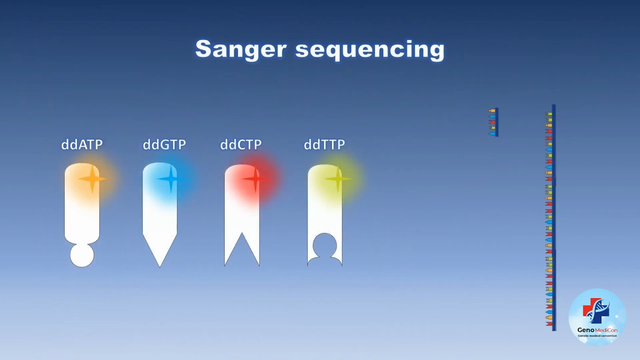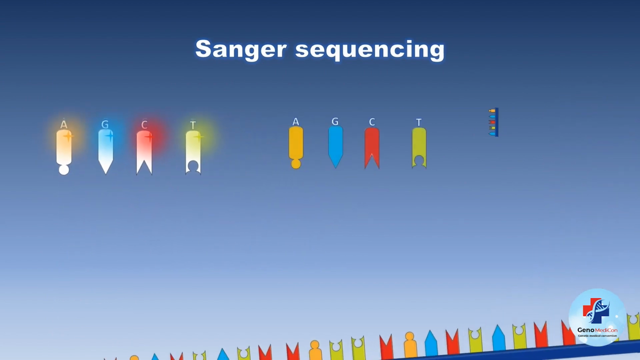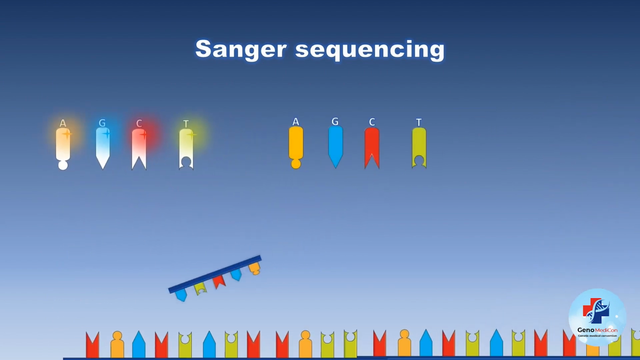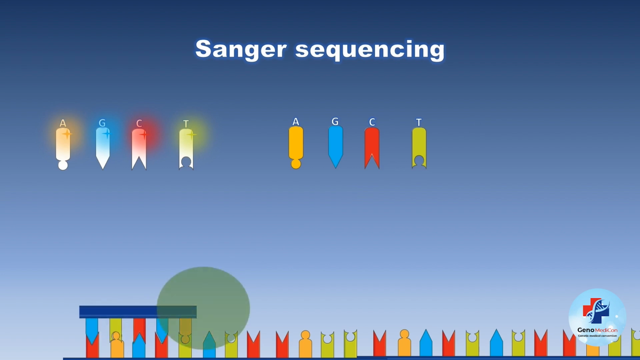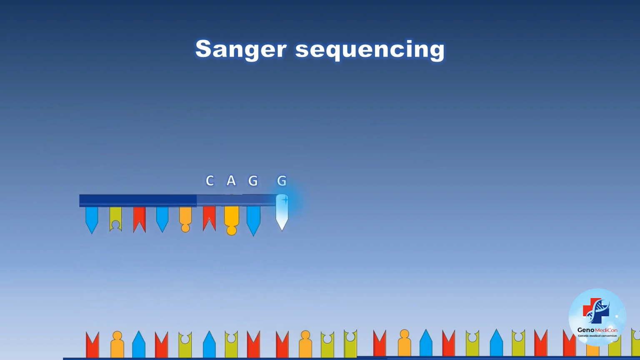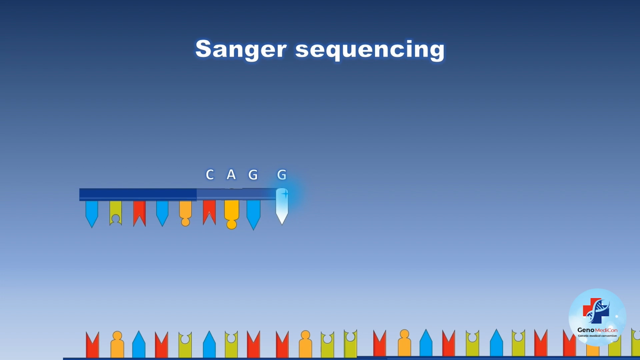Therefore, after the primer anneals to the template and the synthesis reaction is initiated by the DNA polymerase, the elongation of the new strand continues until one of these altered nucleotides enters the newly synthesized strand, which results in the termination of the synthesis process and the strand dissociates from the template.